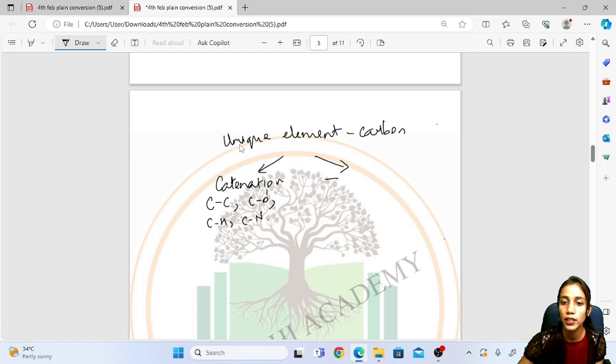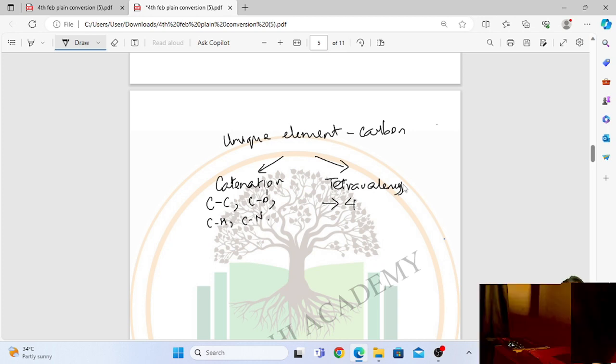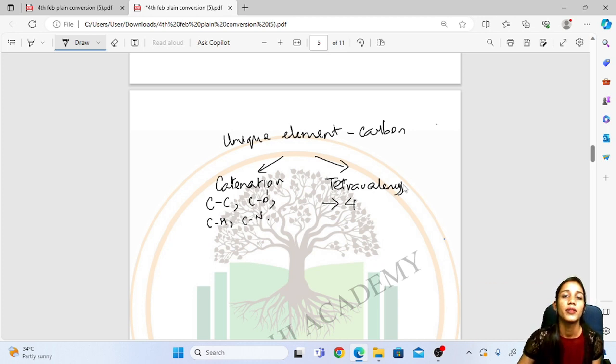Then the second property is tetravalency. Now why can it form bonds? Because the valency of carbon is 4. 4 is for tetra. Because of this it can form bonds with other elements. So the 2 properties of carbon are catenation and tetravalency.